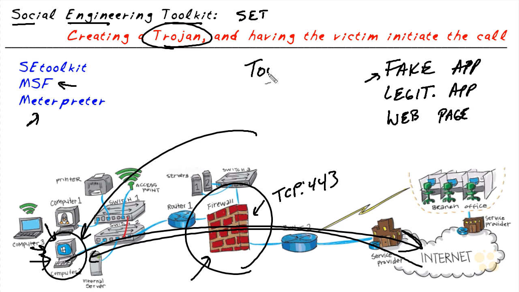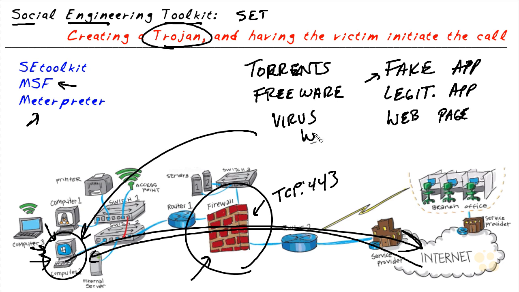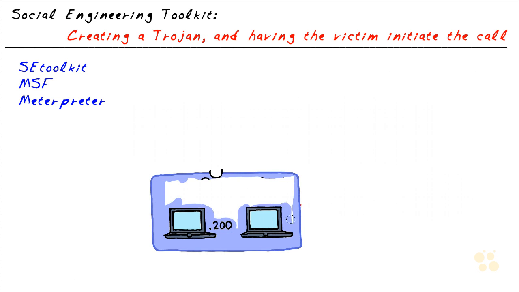If people are using torrents or they're downloading illegal software, it's very likely a lot of that software has extra payloads as part of it. Also, freeware is something to be concerned with. If it's free, why are they doing it? And of course, we could have a virus or a worm that, as part of its work, is deploying the Trojan as well.